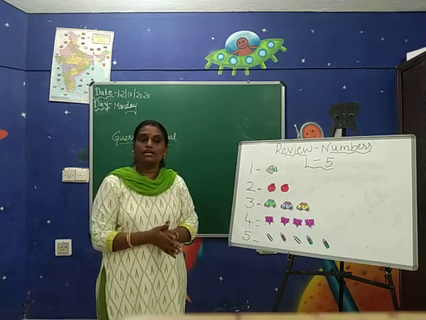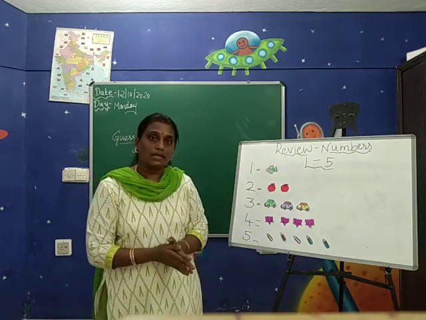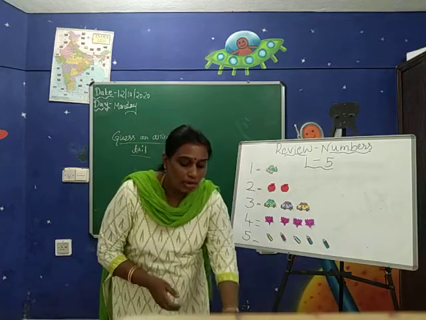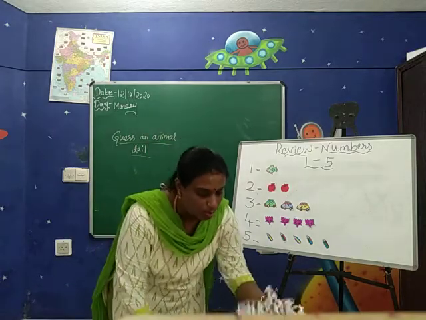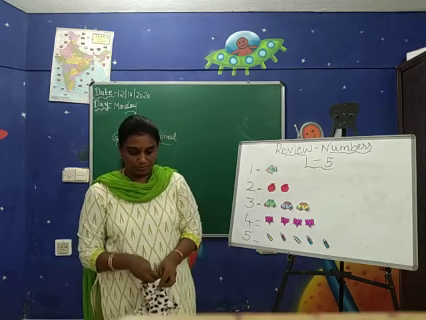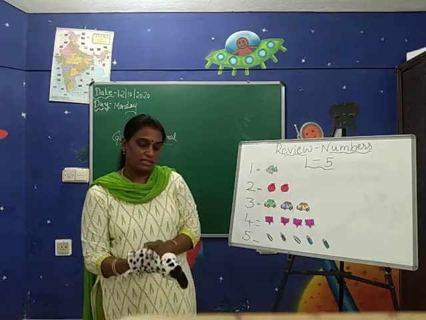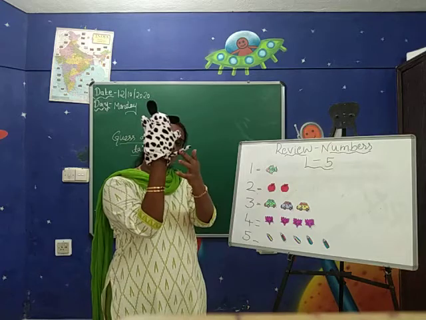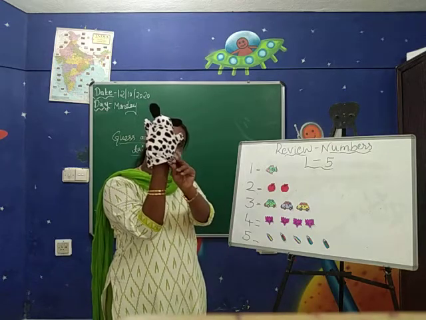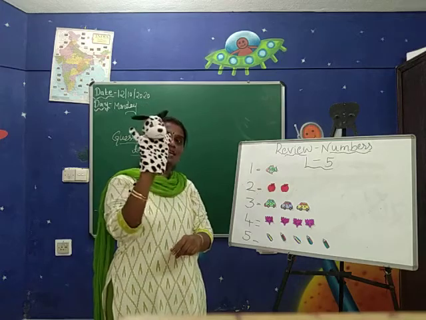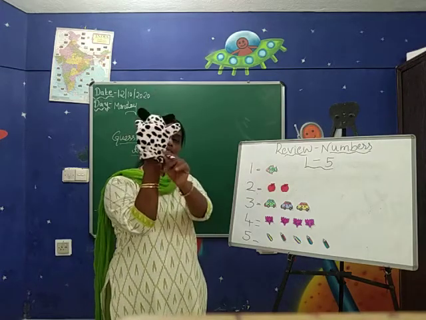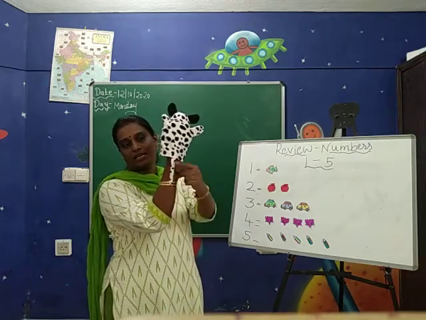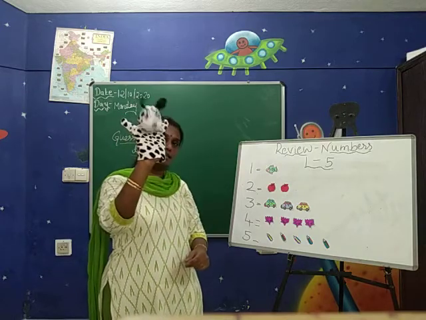Now I will show you a few animals. You should recognize and tell the tail. Here I will show you the tail. You should tell me which animal this is. Children, can you observe? Which animal's tail is this? Yes, that is a dog. See, this is the tail of the dog. Once again, you see the tail of the dog. Yes, this is the tail of the dog.